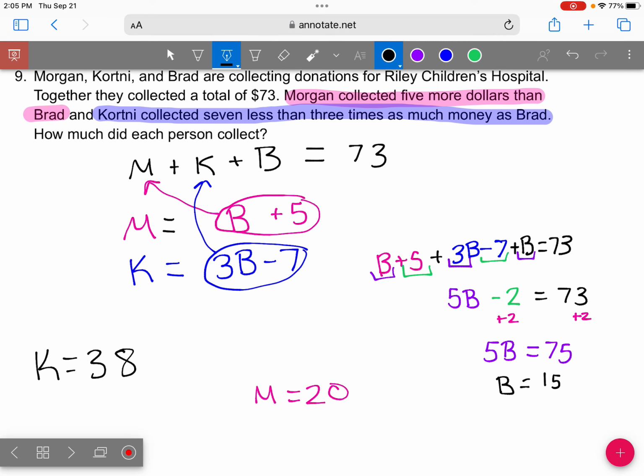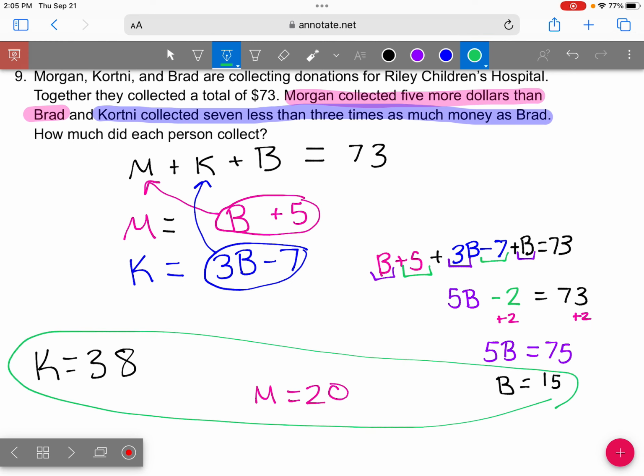Questions on this one? And if we put our solutions like this, I'm 100% okay with that. That's my answer. I'm good with that. What else do you want?